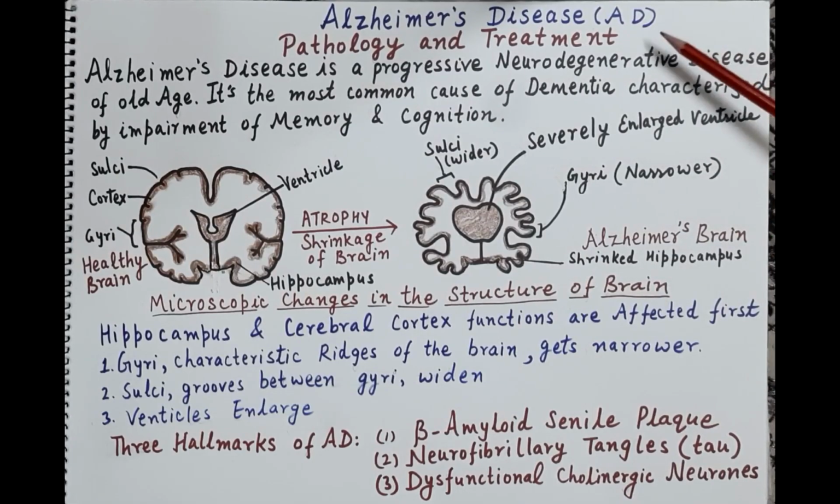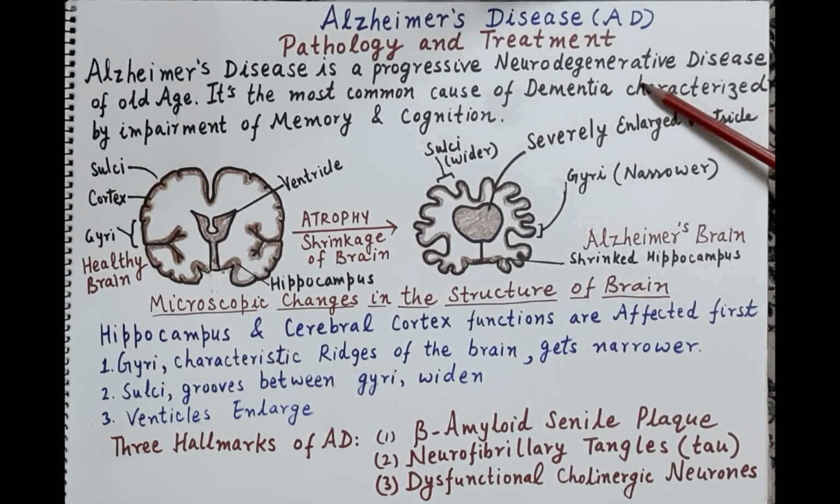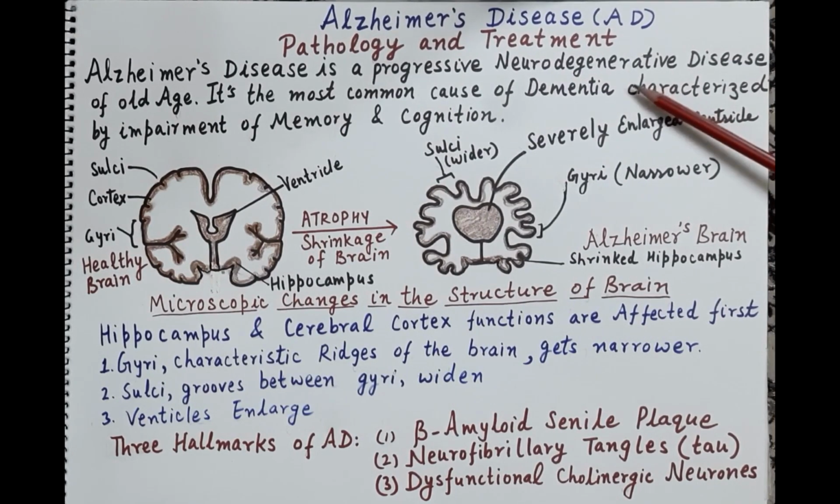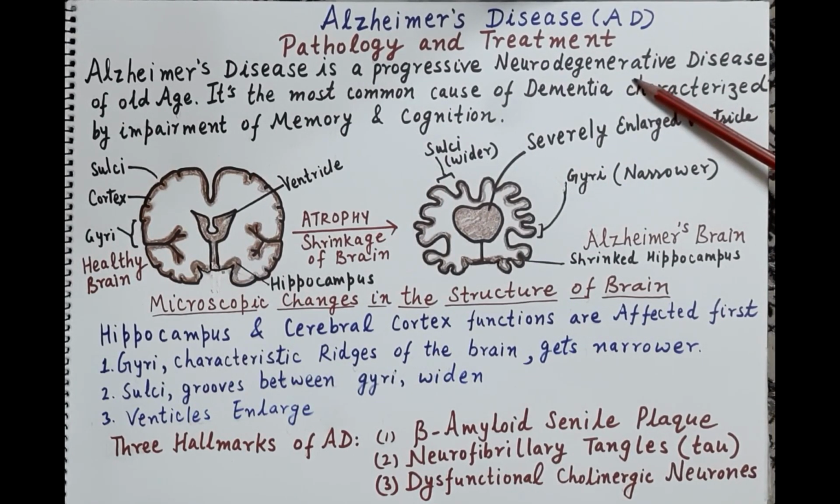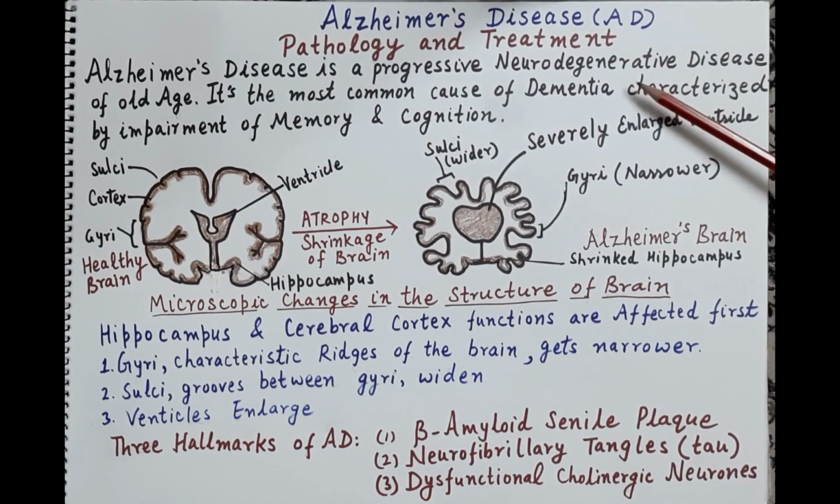In today's session, we are going to talk about Alzheimer's disease, its pathology and treatment. Now, Alzheimer's disease is a progressive neurodegenerative disease. It is termed a neurodegenerative disease because there is degeneration and death of neurons. And it is a disease of old age, because it normally affects adults over the age of 65 years.